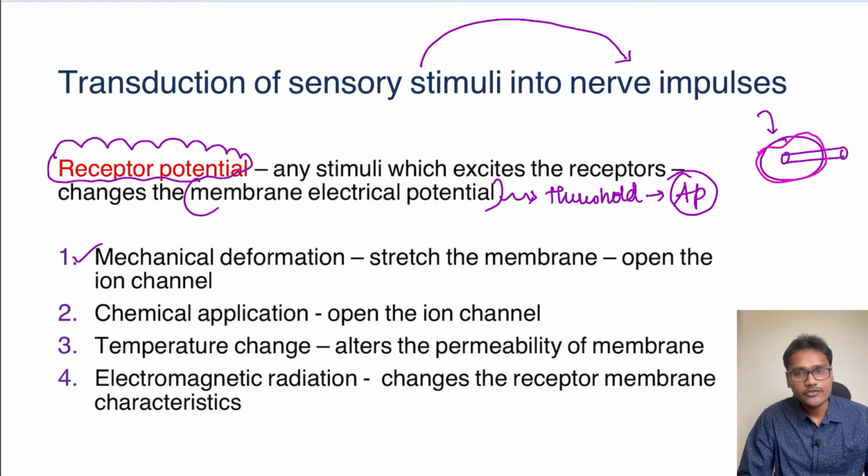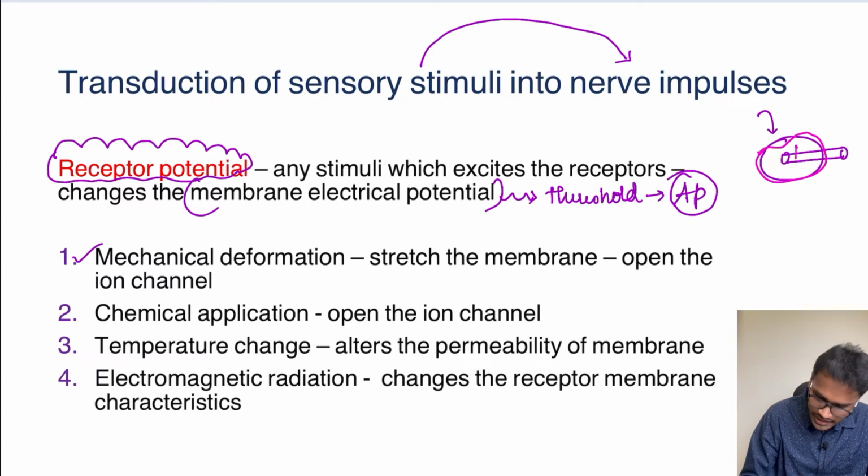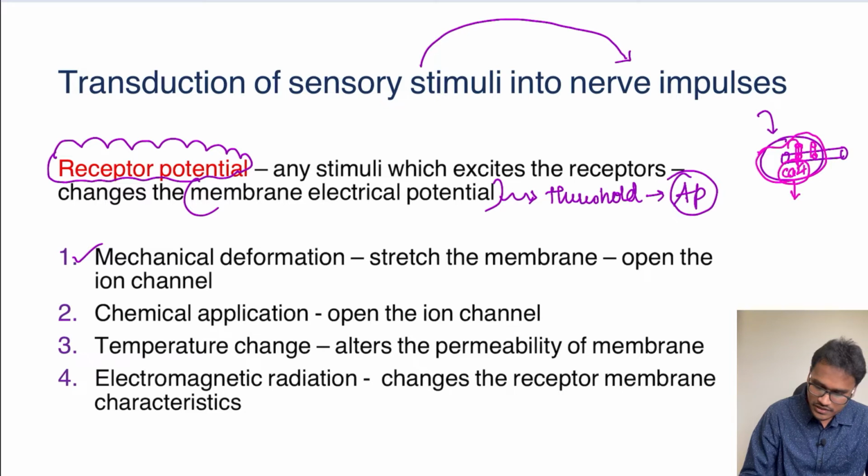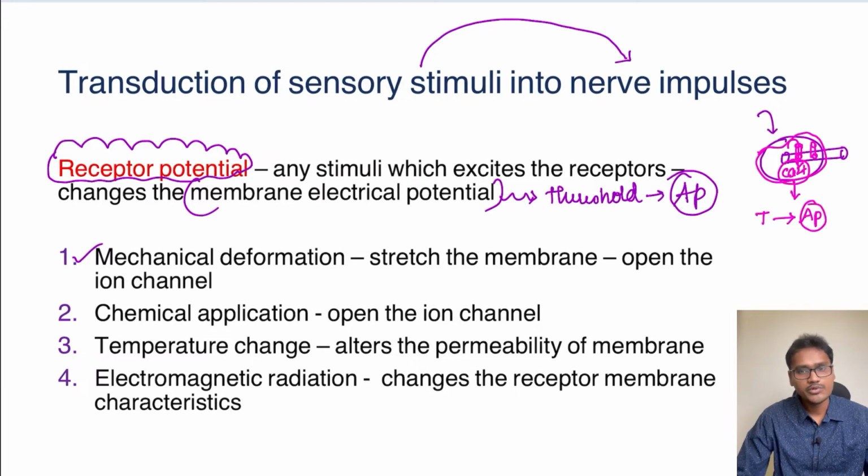This mechanical deformation can open up the channels present inside the cell and cause the entry of calcium or other ions, which can generate a potential. This local potential is also called the transient receptor potential. Whenever this potential reaches a particular threshold, it is going to produce an action potential. Whenever this action potential is produced, it can be transmitted to the nerve.